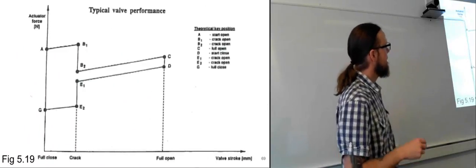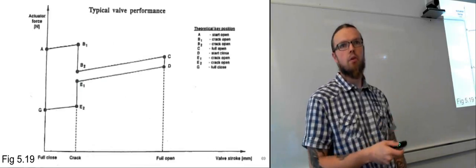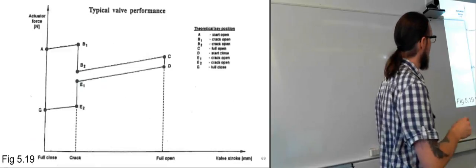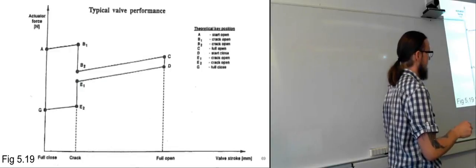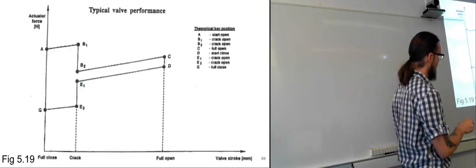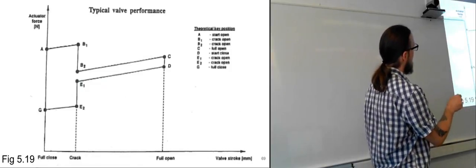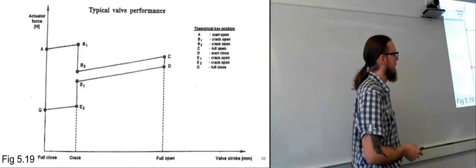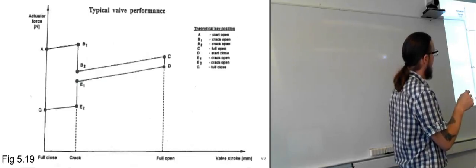And this chart shows a bit of the forces that are needed on the actuator. What we have here is the stroke of the valve over here when it is pushing it open. So it's fully open over here and it's fully closed over here. And upwards we have the force needed in order to move the valve. So to begin with, we begin at point A.